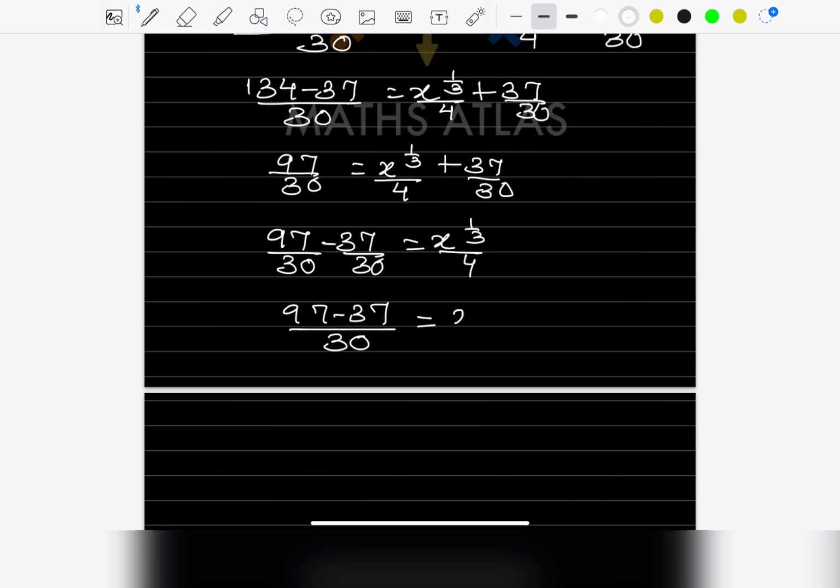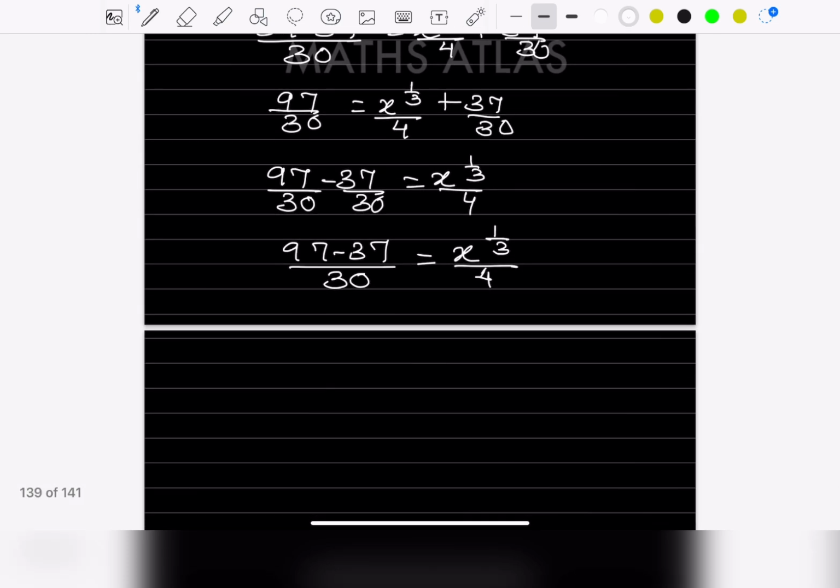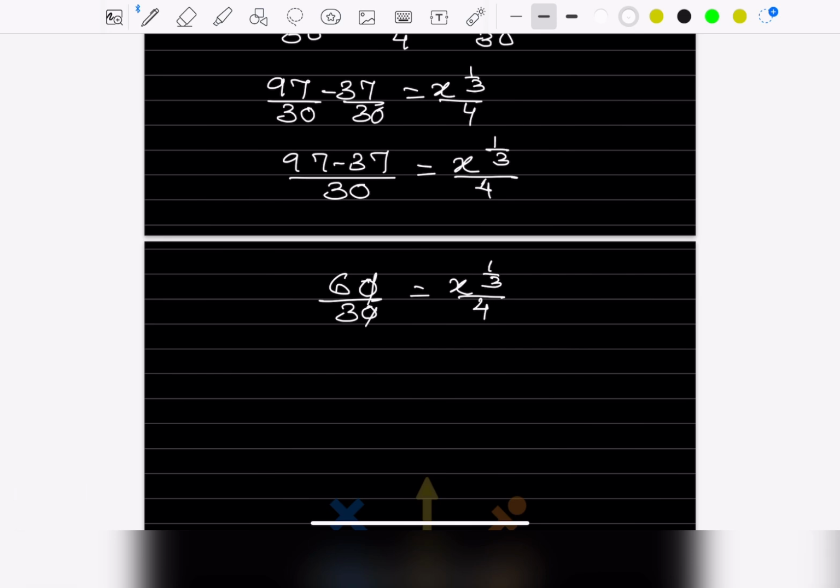See here, actually you can see there are more number of steps. So the more the steps, the fewer the mistakes. So later on you can minimize the steps, but only for your understanding, it's better to increase the steps. So here this is going to be 60 by 30, that is x raised to 1 by 3 by 4. So this and this go off. This is going to be 2. So 2 is going to be x raised to 1 by 3 by 4.